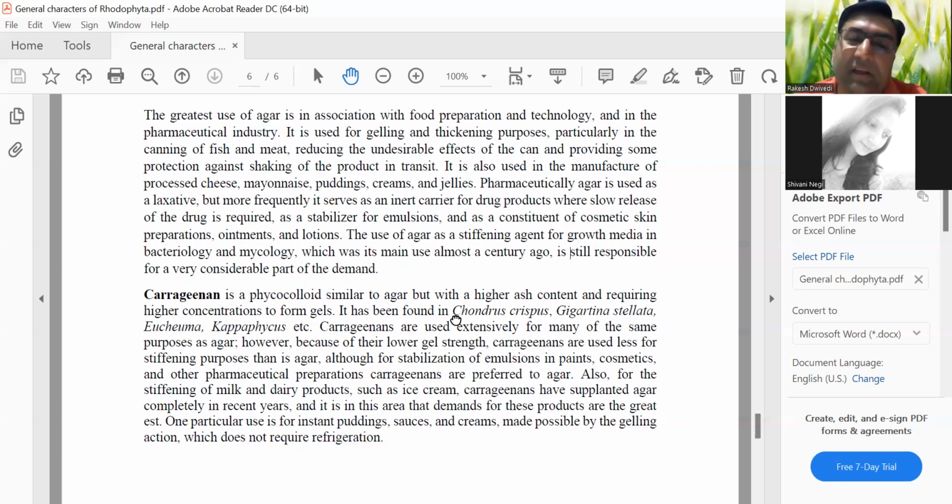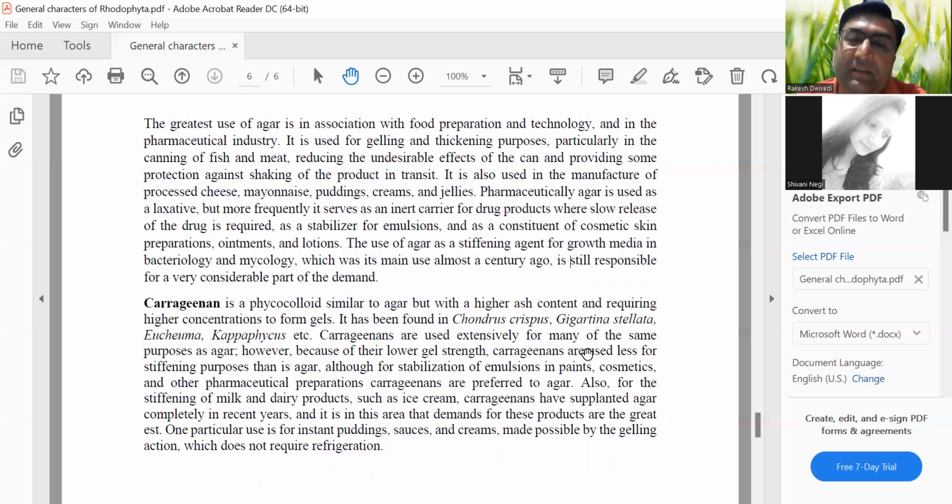It is obtained from the Chondrus crispus, Gigartina stellata, Eucheuma, Kappaphycus. These are the red algae from which the carrageenans are obtained. They are extensively used for the same purpose as agar. It is of inferior quality than the agar, but it is cheaper than the agar also.